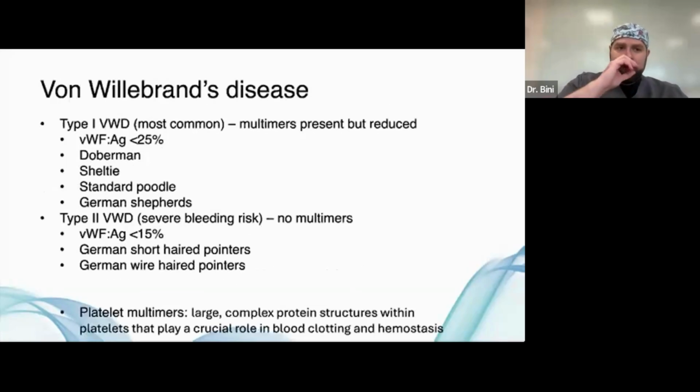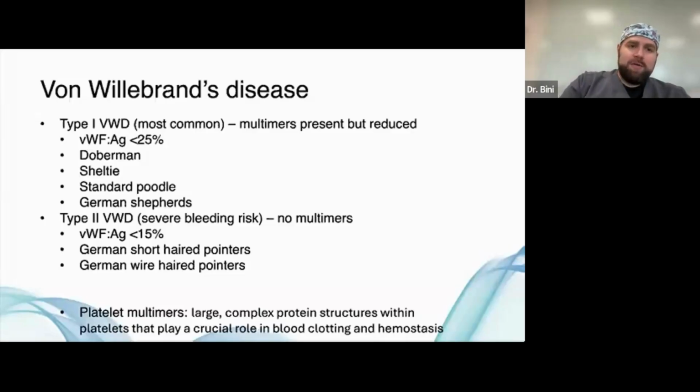So let's talk for a second about von Willebrand disease. There's a bunch of patients that we see that have some degree of von Willebrand disease. The most common in Doberman, Sheltie, Standard Poodle, and German Shepherds is type 1. Type 2 is more common in German short-haired pointers or wire-haired pointers.